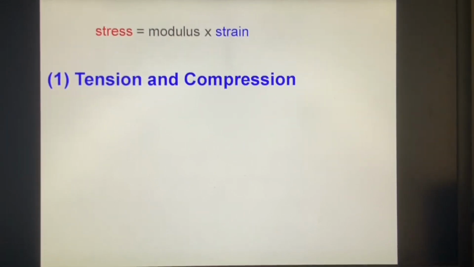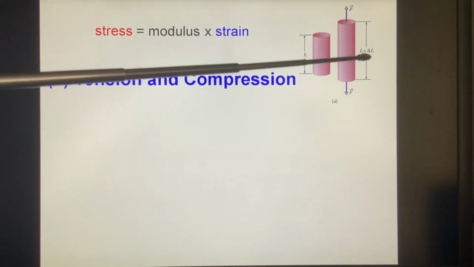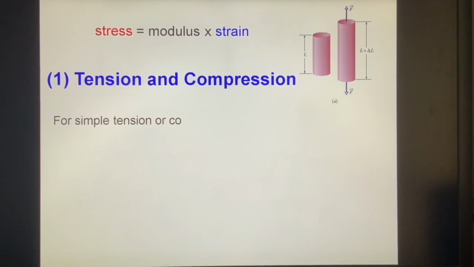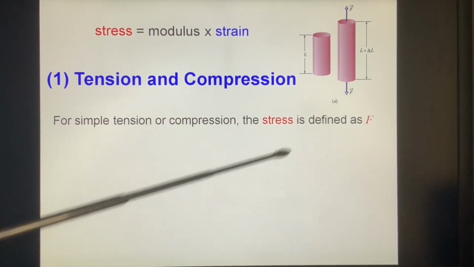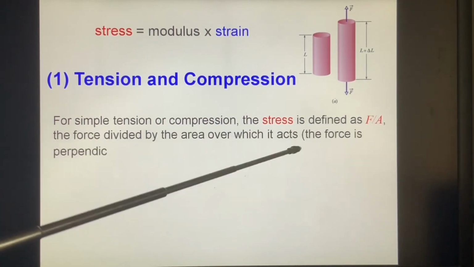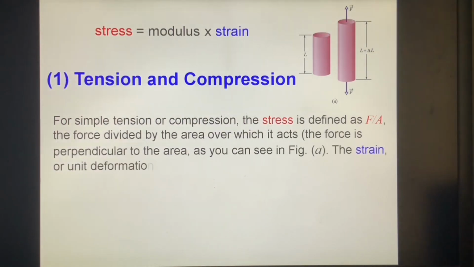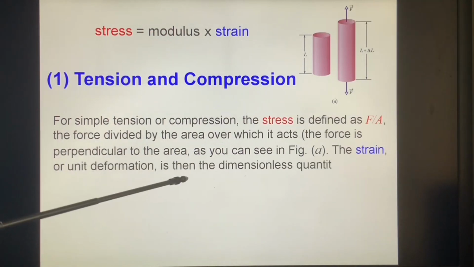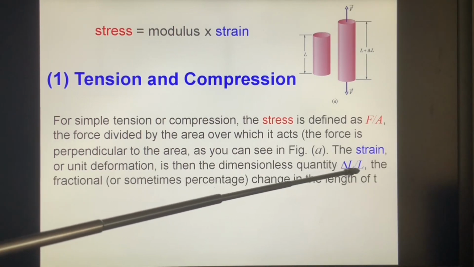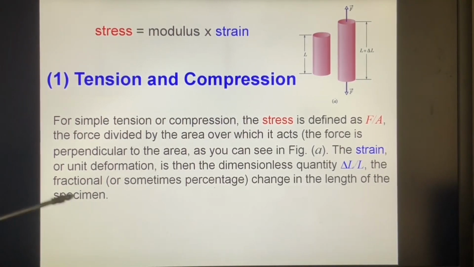Take tension and compression, either pulling out or pressing in. There will be a delta L, which can be positive or negative. For simple tension or compression, the stress is defined as F over A, the force divided by the area over which it acts. The force is perpendicular to the area, as you can see in the figure. The strain, or unit deformation, is then the dimensionless quantity delta L over L, the relative length change: the fractional, or sometimes percentage, change in the length of the specimen.